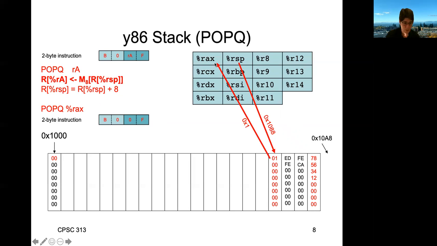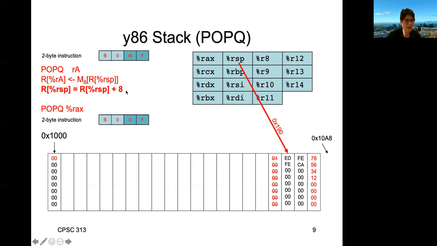Then, just like we did with pushq, we have to adjust the stack pointer because we've removed something from the stack. Now, instead of subtracting 8 from the stack pointer, we'll add 8 so that we can indicate that this location is no longer on the stack. What do I mean? We haven't done anything to the value that's stored in memory, but from the perspective of the stack, it's not there anymore because the stack pointer points to the next location.